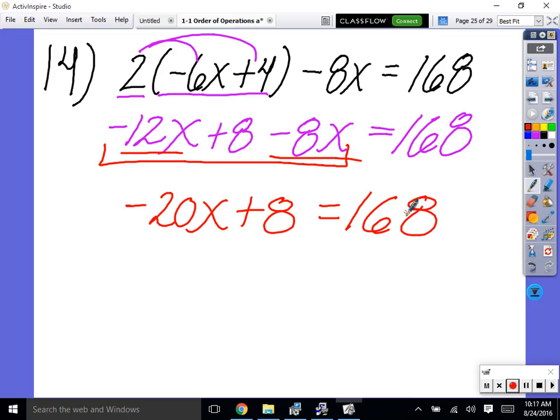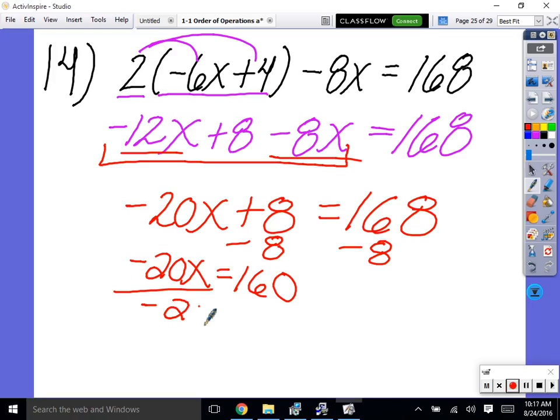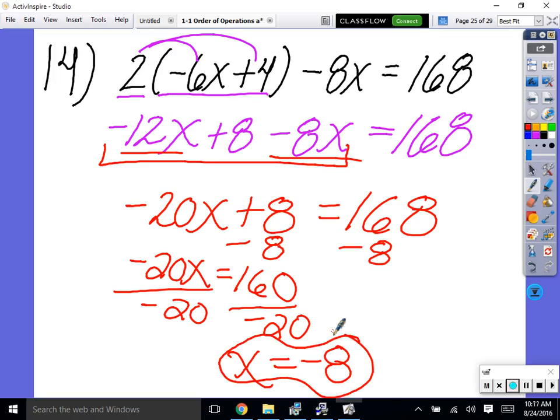So then, we just solve for x now. So we subtract 8 from both sides. So we have negative 20x's is equal to 160. We would divide both sides by negative 20. So we get x is equal to, is it positive or negative? 160 divided by negative 20, right? So it'll be negative 8. We're all comfortable with that one to see what to do when you have extra steps, okay?